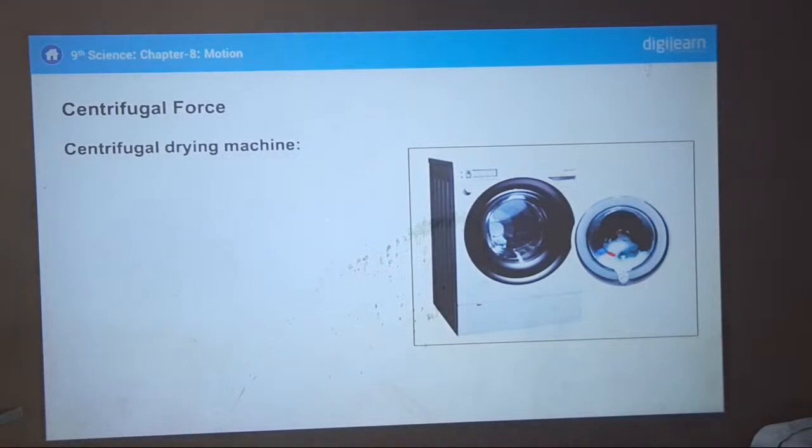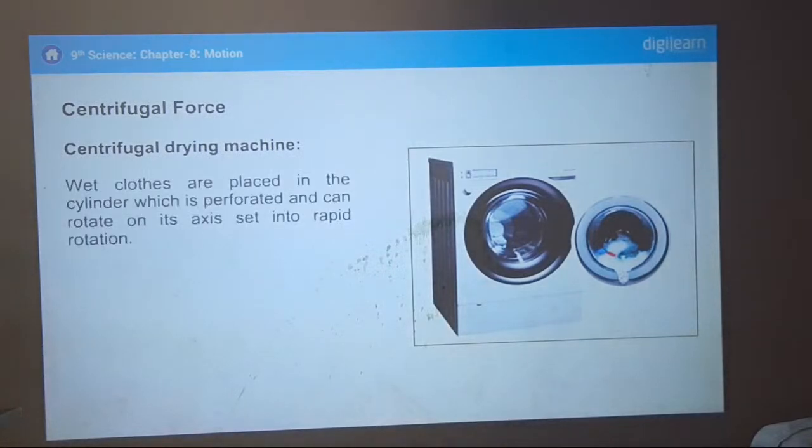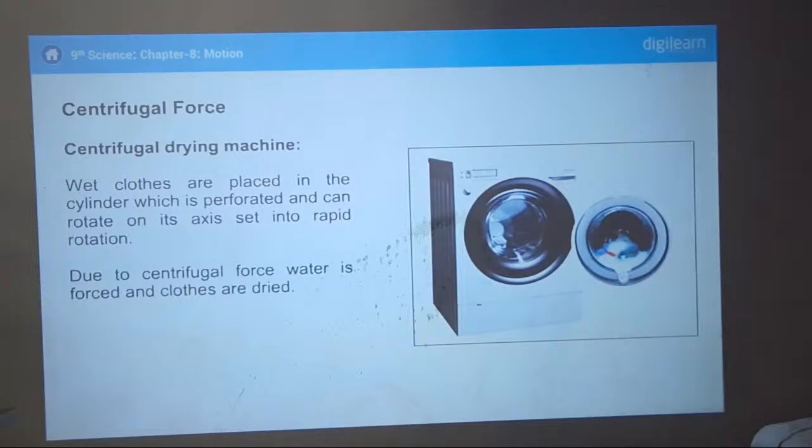Centrifugal drying machine. Clothes are placed in a perforated cylinder which is set into rapid rotation on its axis. Due to centrifugal force, water is forced out and the clothes are dried.